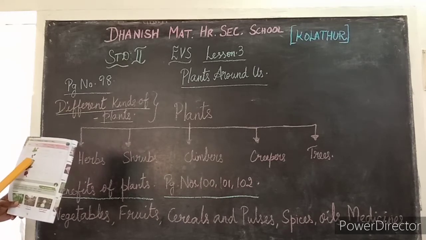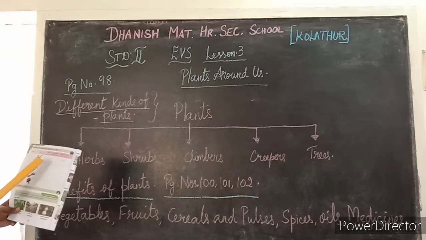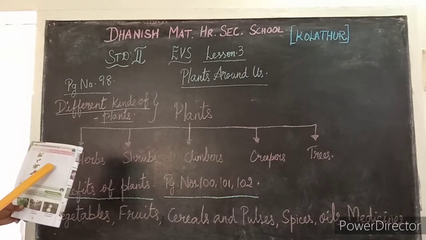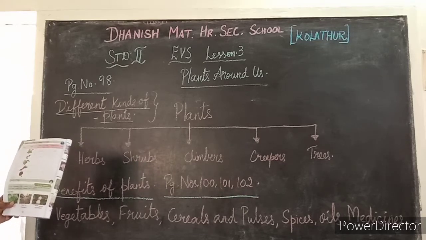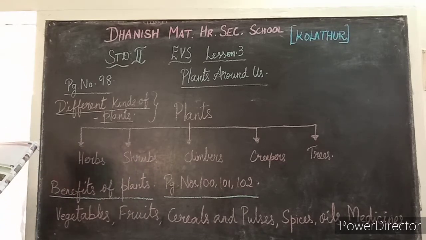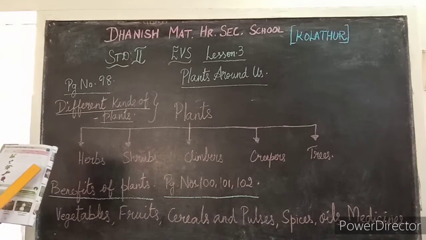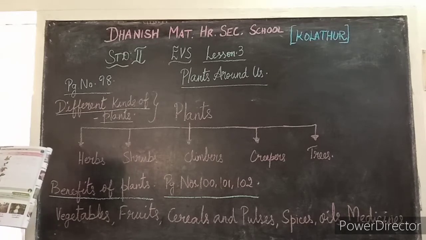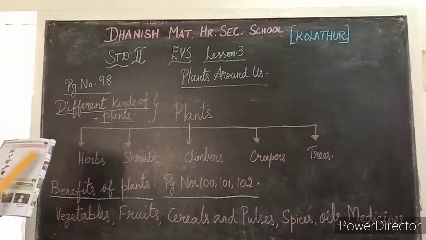Next one, this is rose. You know this one, right? This is a rose plant. What is the color of the stem? It is green color, so write green here. Is its stem soft or hard? You have to tell me now. It is hard. Very good. So you have to write the structure as hard.